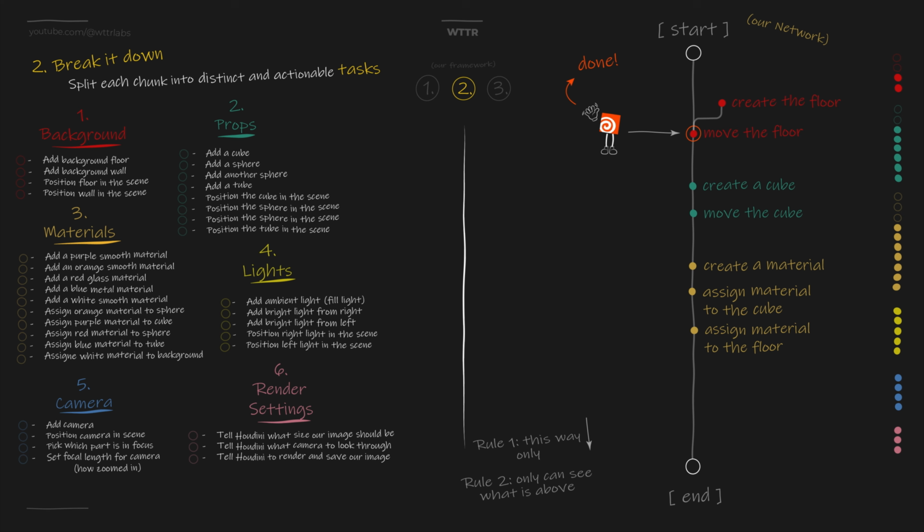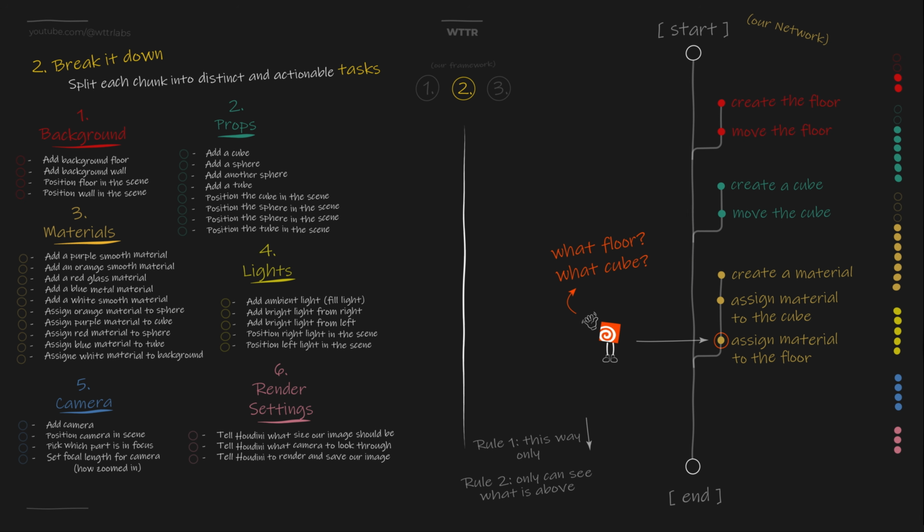Great, but we can do better. We can move both these to the side, and that arrangement still follows our rules and still gives Houdini all the information it needs to complete the task. Let's do the same thing with the cube, and we'll start to clean up our network a little bit. Now, if we tried the same thing with these material tasks, we'll run into a problem again. So we can fix this by rearranging our network slightly.